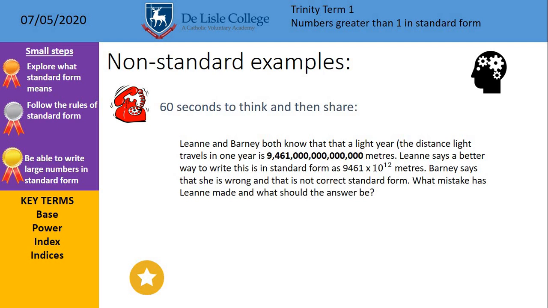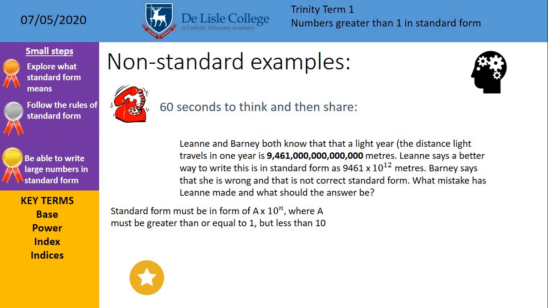Okay, so I want you to pause there and see if you can find the mistake and then correct it yourself. So, hopefully we've realised, as I've said a few times in this, standard form must be in the form of a times 10 to the power of n, where a must be greater than or equal to 1 but less than 10. Leanne has suggested 9,461 times 10 to the 12. That is not standard form. It must be between 1 and 10.